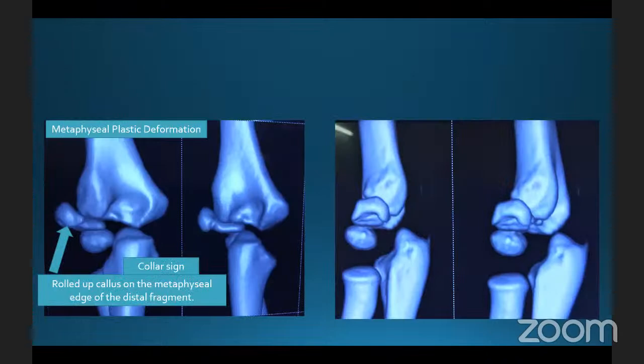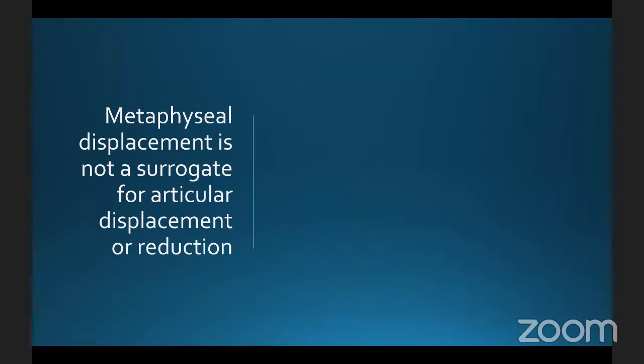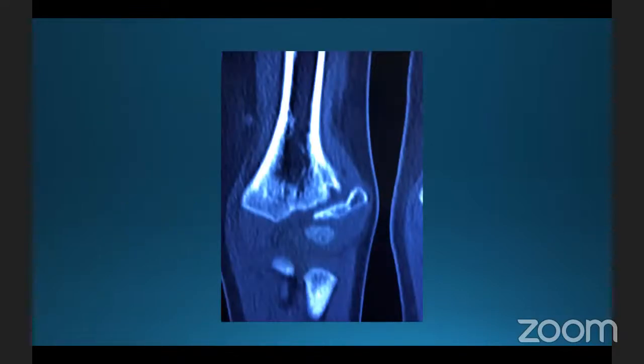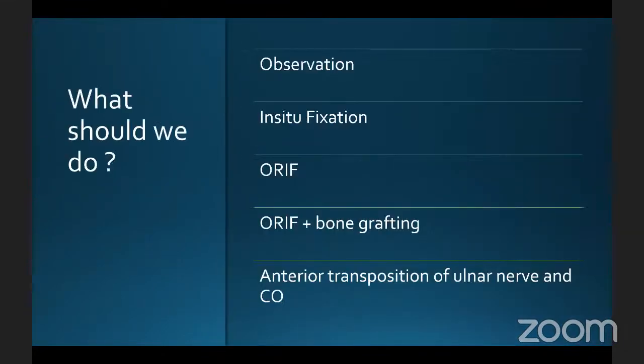CT scan revealed fracture lateral condyle humerus. We can see metaphyseal plastic deformation and rolled up callus on the metaphyseal edge of the distal fragment, that is the collar sign. Metaphyseal displacement is not a surrogate for articular displacement or reduction. This is the coronal view of the humerus. Now, what should we do in this case? First is we can do observation, in situ fixation, open reduction, internal fixation with or without bone grafting, or only anterior transposition of ulnar nerve and corrective osteotomy.